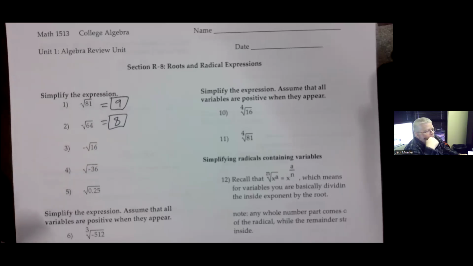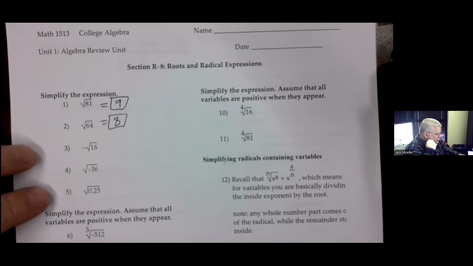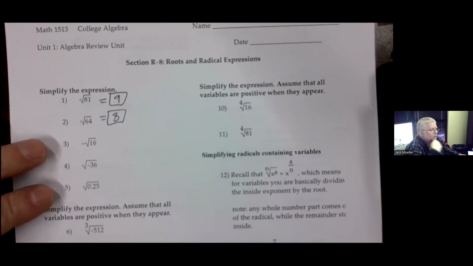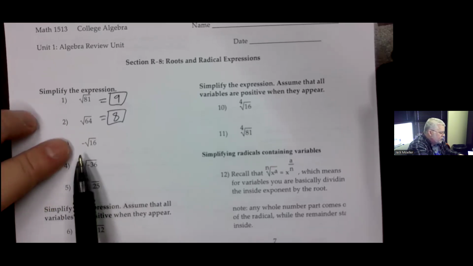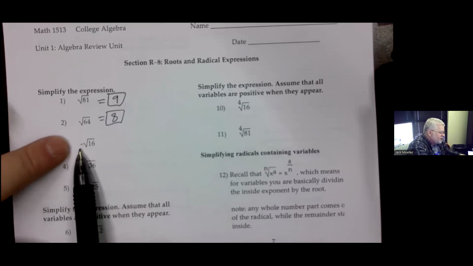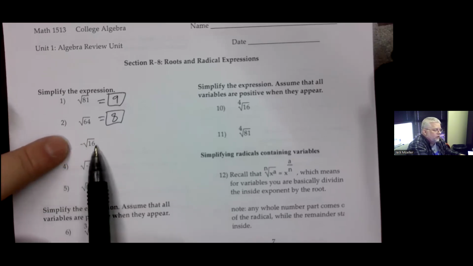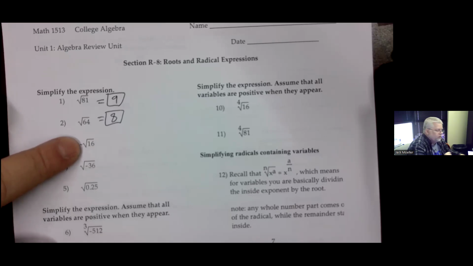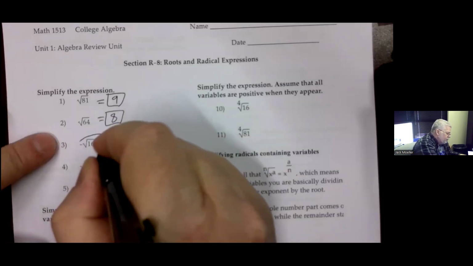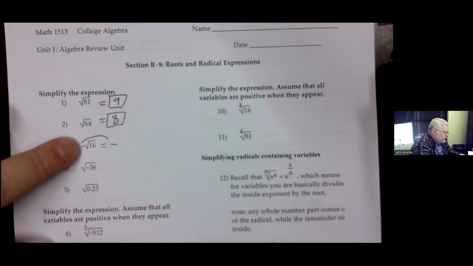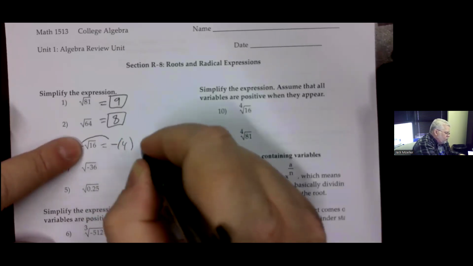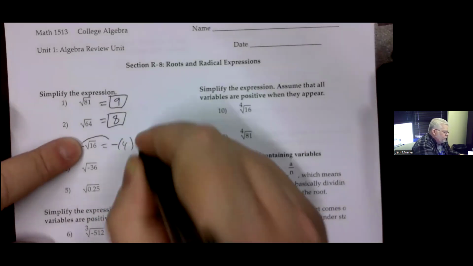All right, what about number 3, negative square root of 16? Can we deal with negatives and square roots? Well, when it comes to order of operations, that negative outside is the opposite of the square root of 16. So we're doing the square root of 16 first, bringing that negative over. And what is the square root of 16? That is 4. So the answer would be -4.